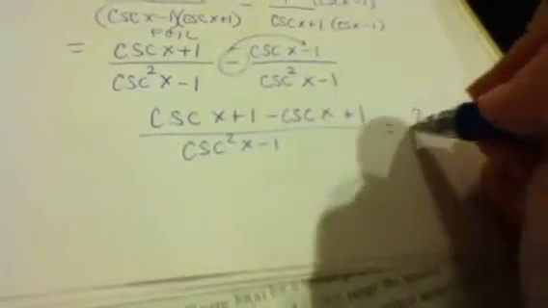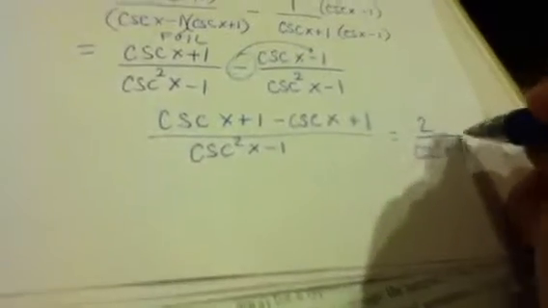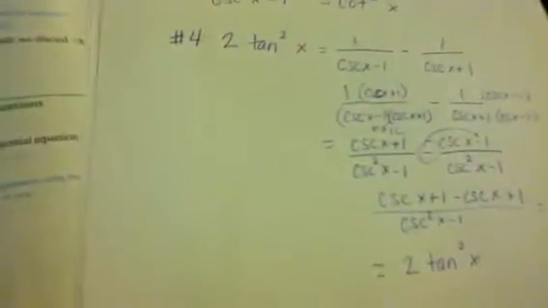So now the cosecants cancel, and we just have 1 plus 1 is 2, over cosecant squared x minus 1, and that stuff on the bottom is a Pythagorean identity that equals cotangent squared x. So therefore, we have 2 cotangent squared x, and that matches the other side of our beginning problem. So we're done.